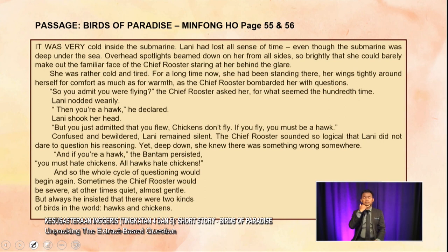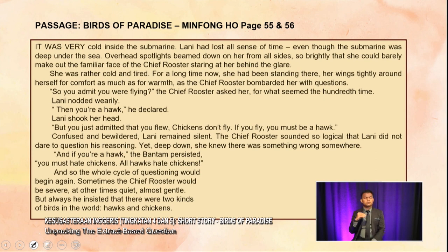And if you're a hawk, the bantam persisted, you must hate chickens. All hawks hate chickens. And so the whole cycle of questioning would begin again. Sometimes the chief rooster would be severe. At other times, quiet, almost gentle. But always, he insisted, there were two kinds of birds in the world, hawks and chickens.